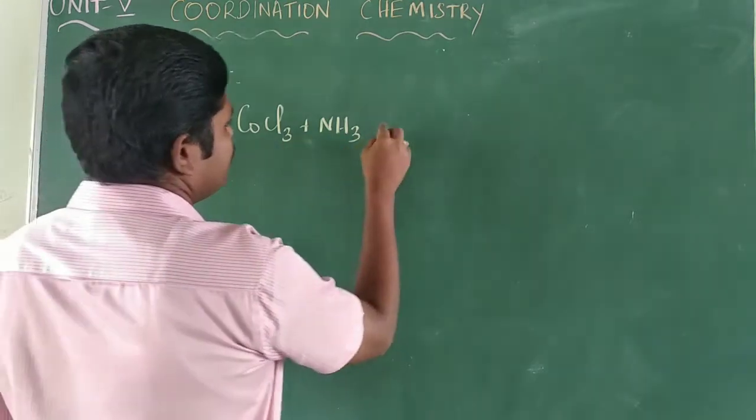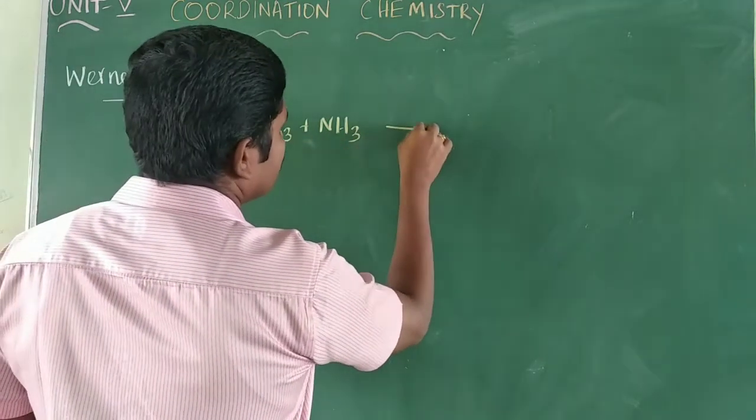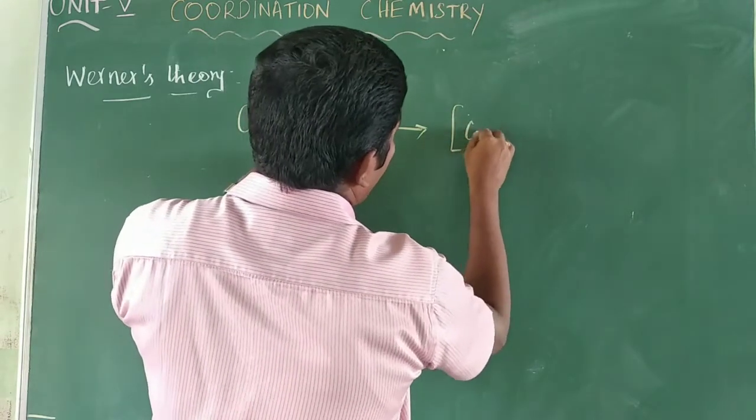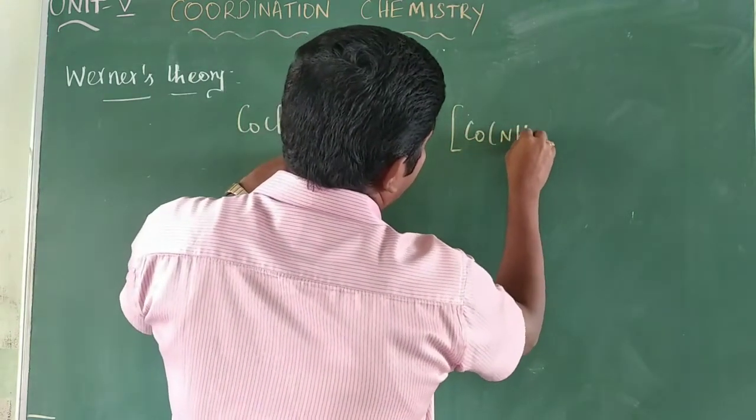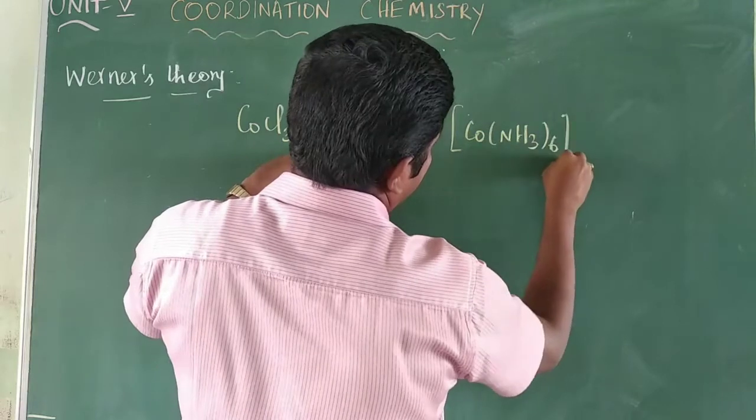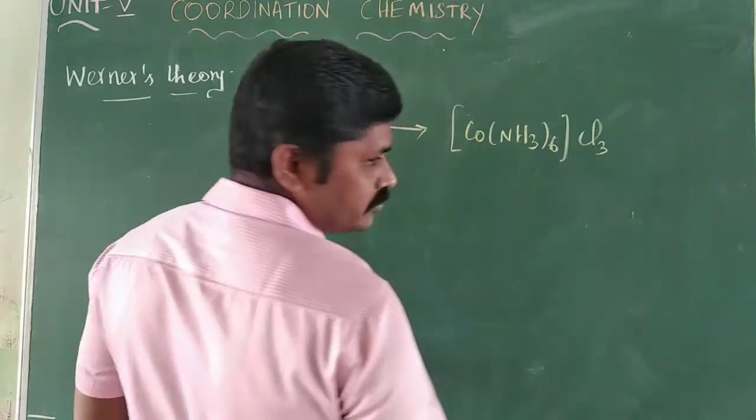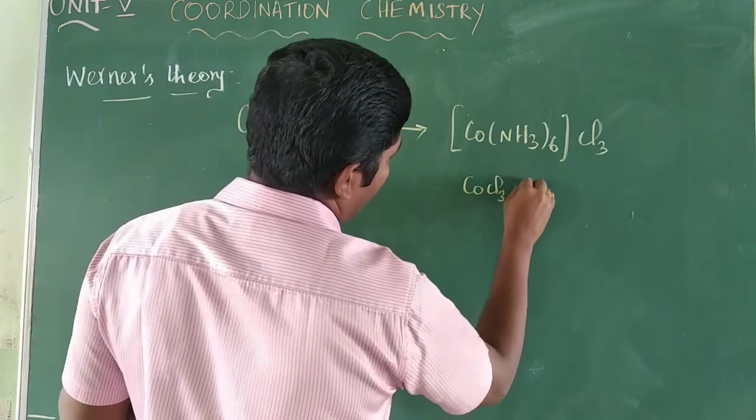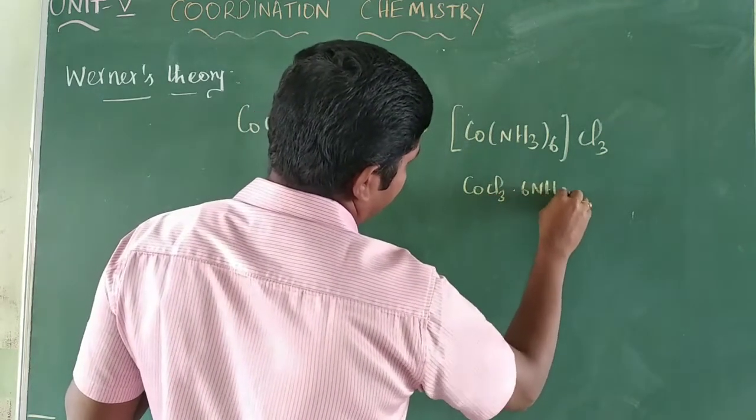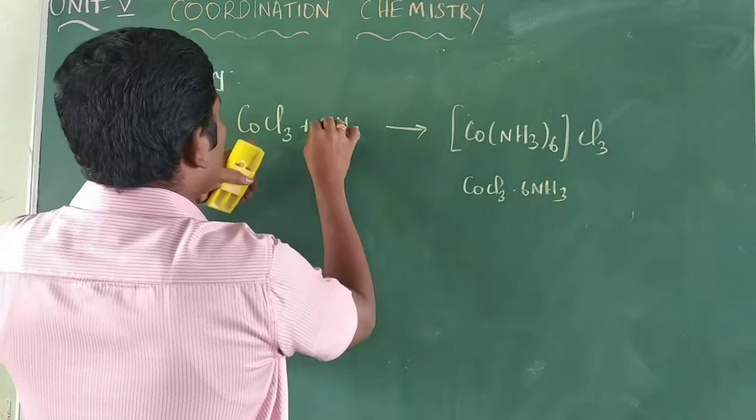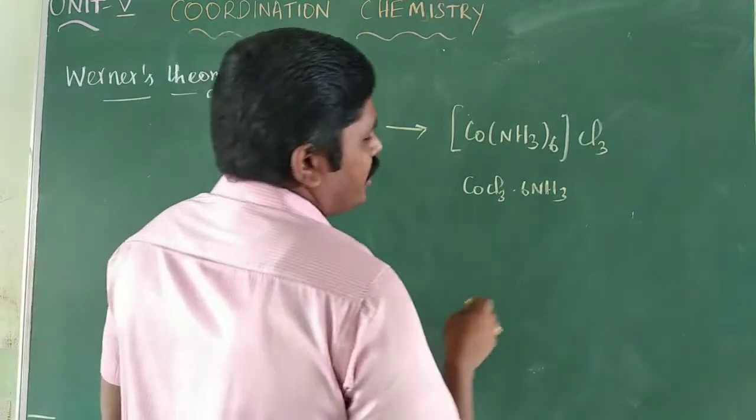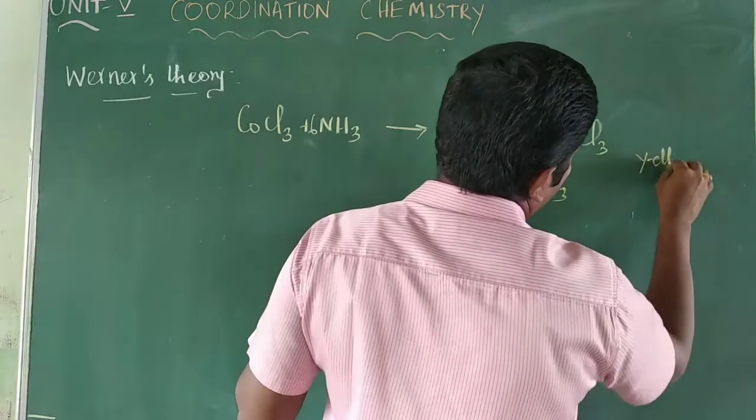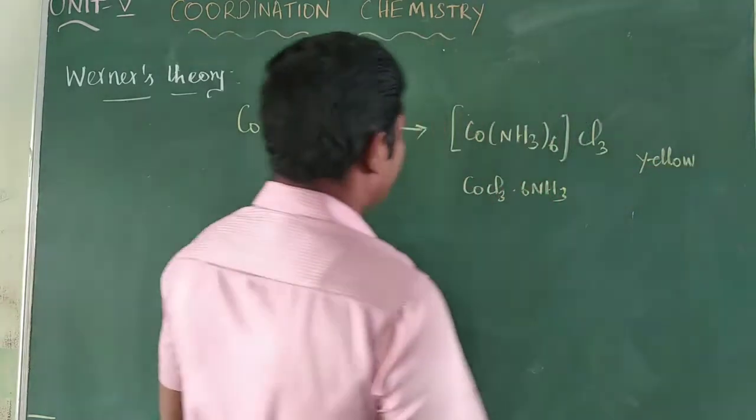So CoCl3 gives Co(NH3)6Cl3, that is CoCl3 dot 6 NH3. So it is yellow in color.